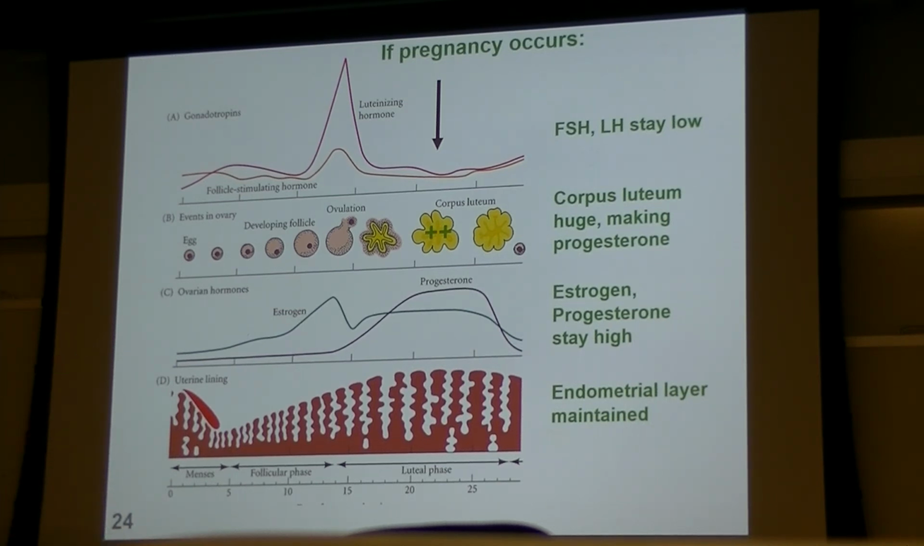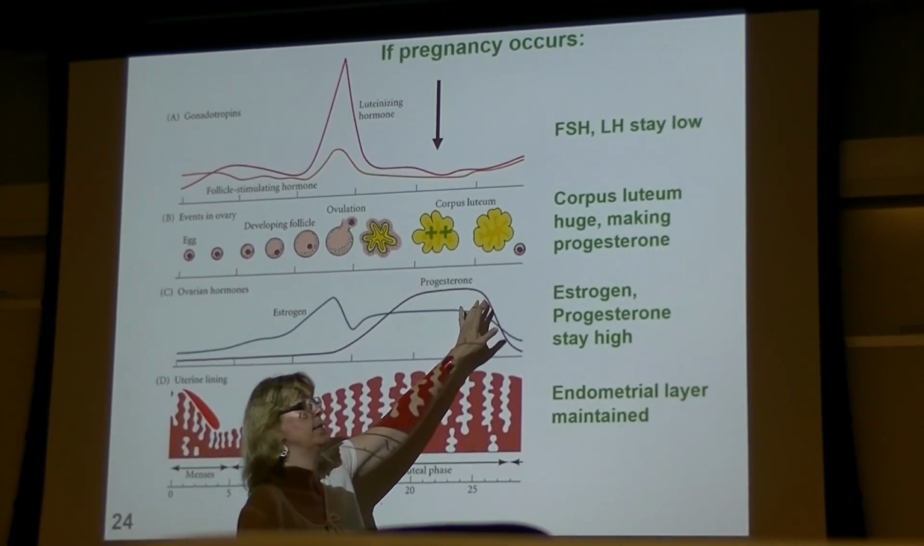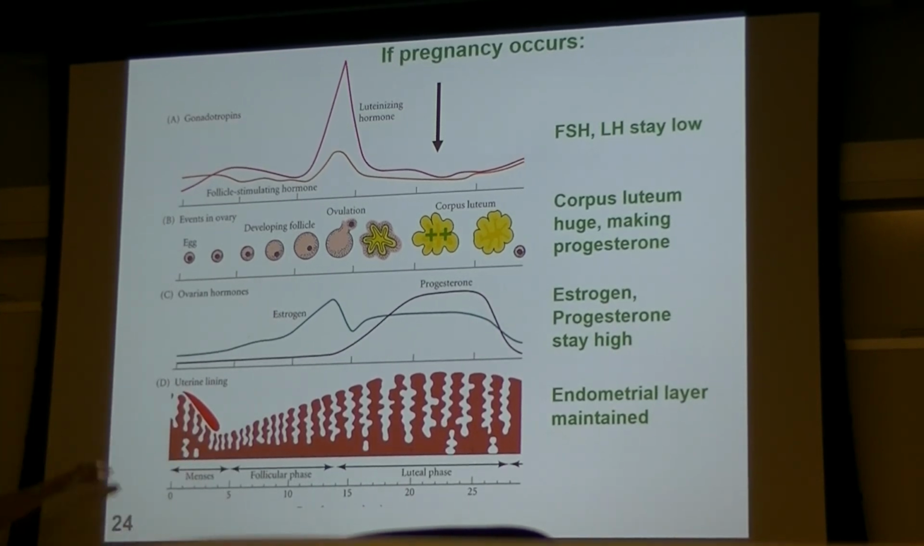So if fertilization occurs, you'll see these sorts of changes. The corpus luteum is going to continue to be alive and maintained, and so it's going to continue making progesterone. And these higher levels of estrogen and progesterone seem to feed back and then repress the output of FSH and LH so that those remain low. And with those low, you're not going to stimulate any additional follicles to be matured or ovulated. So that's how you basically stop ovulating for the term of pregnancy.